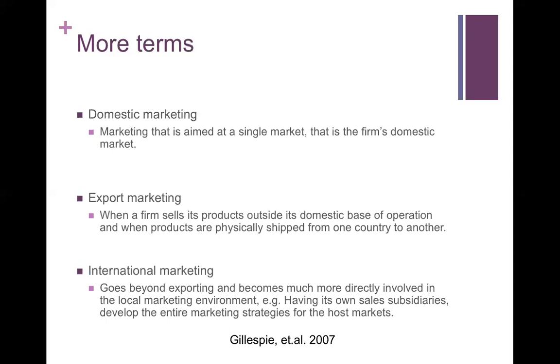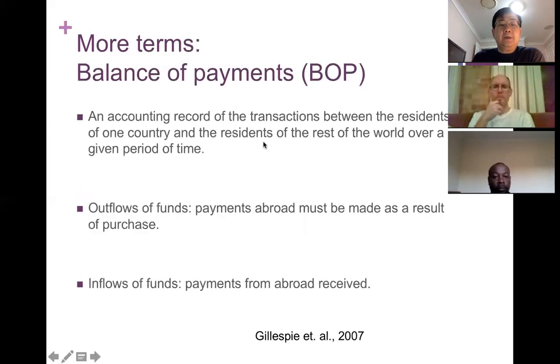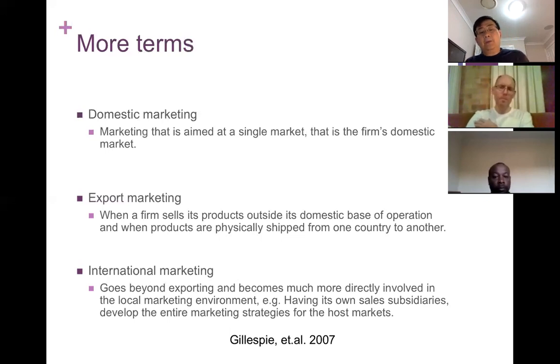All right, so a bit more terms. Domestic marketing is aimed at the home market, so we do marketing activities in a single market, what we call the home market. The other case is where we export to certain markets that become the host market. Export marketing is where we sell outside the domestic-based operation, when the products are physically shipped from one market to another. And international marketing goes beyond export activities, with many more activities in the local market environment. We may have our own sales subsidiaries to help us develop the entire business and activities in that host market. So just a bit of terms here.